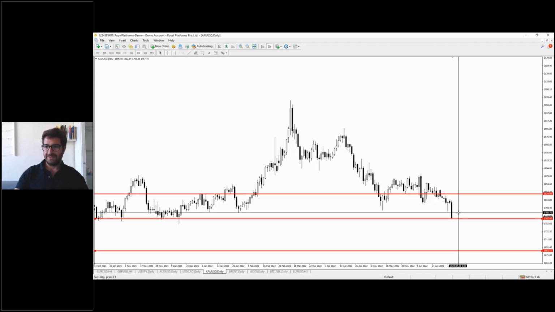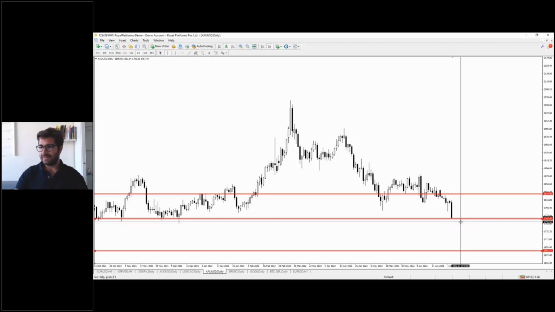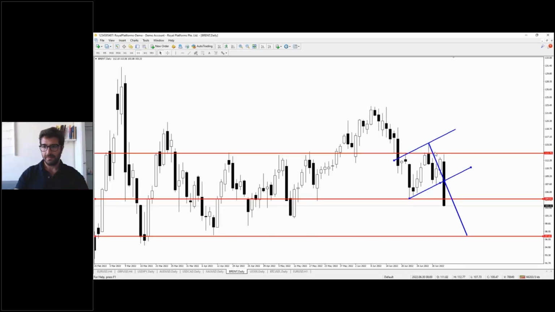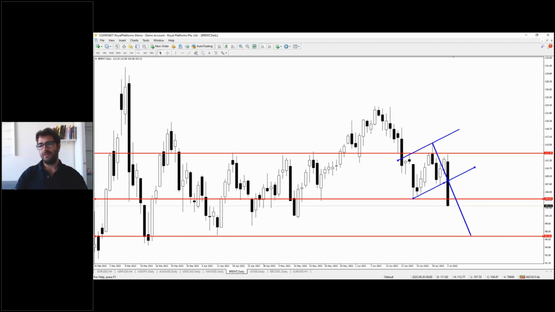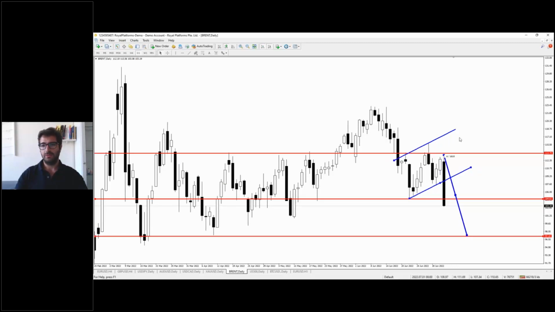So let's wait to see the market below the 1765 to decide whether to sell or maybe buy gold. But for now, the probability is to see the gold continuing its move to the downside. We have the Brent, UK Brent oil.